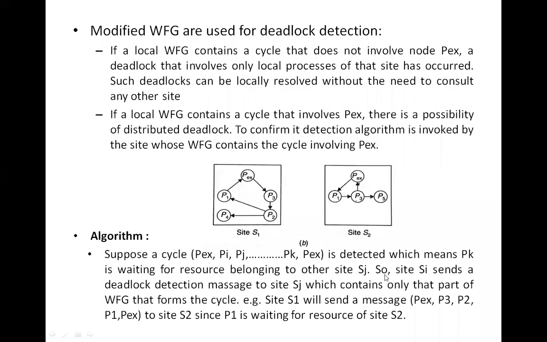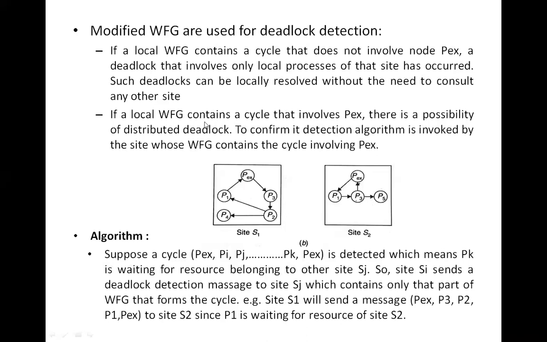So the site SI sends a deadlock detection message to the site SJ, which contains only that part. Whenever it sends the message, in that message it sends the WFG, with only that part of the WFG that forms the cycle. This is the WFG of site S1, so only that part which is framing a cycle is sent to the site S2.